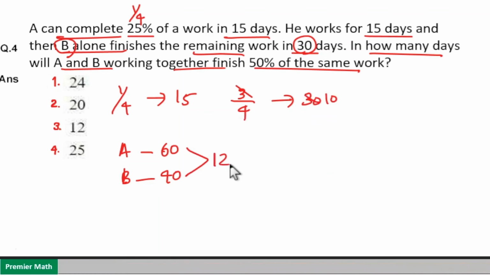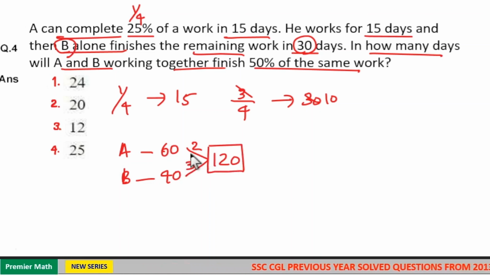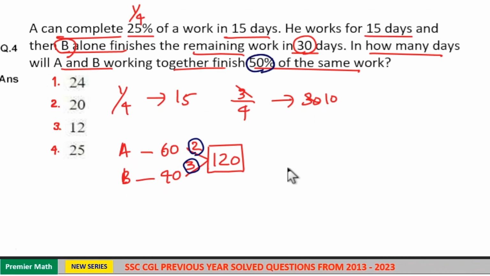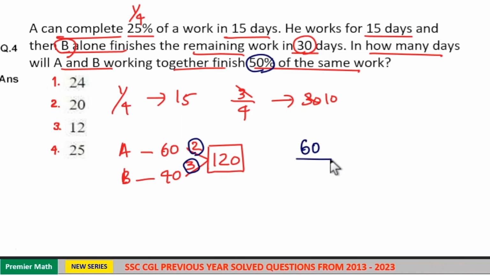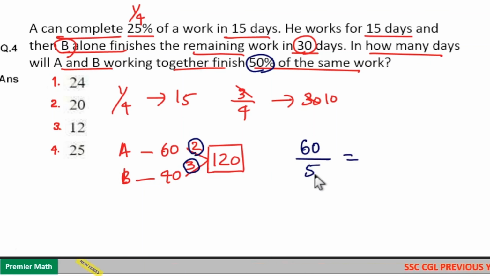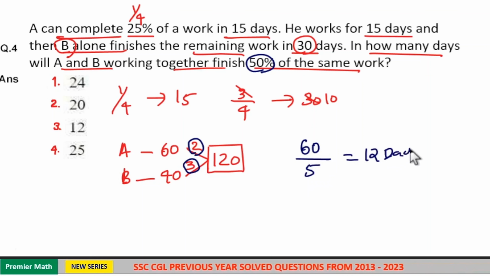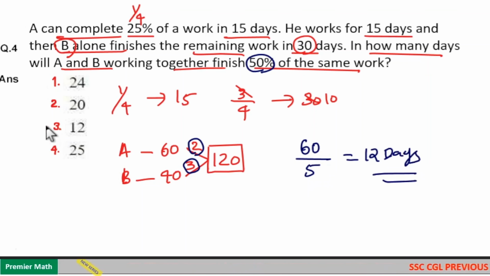Now take the LCM. LCM is equal to 120. 60 goes 2 times in 120. 40 goes 3 times in 120. Total work is 120 unit. And A can finish 2 unit of work in a day. B can finish 3 unit of work in a day. That is, work finished by A and B in 1 day is 2 plus 3, 5 unit. Now we need 50% of the work. So 50% of work is equal to 60 unit, half of 120. And in 1 day, A and B can finish 5 unit of work. So total number of days to finish 60 unit of work is equal to 60 by 5, 12 days. Option 3 is your answer.